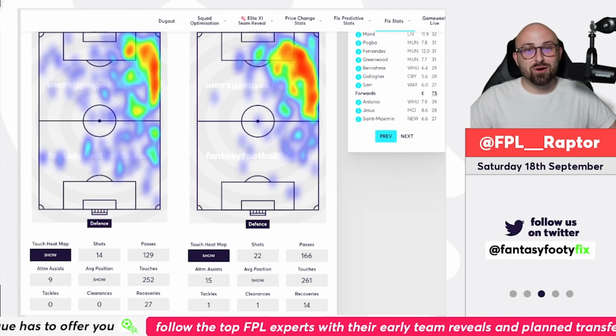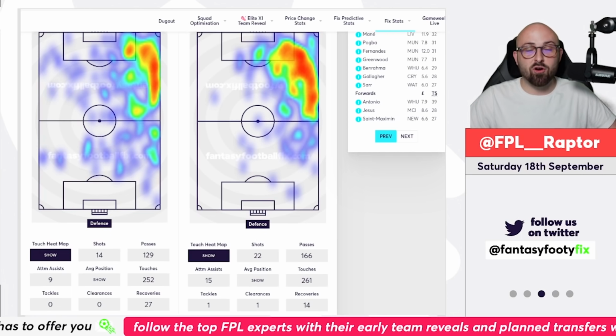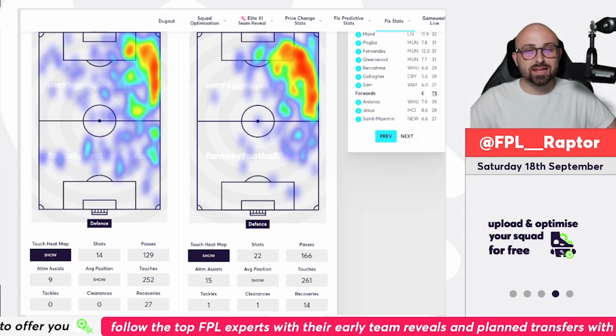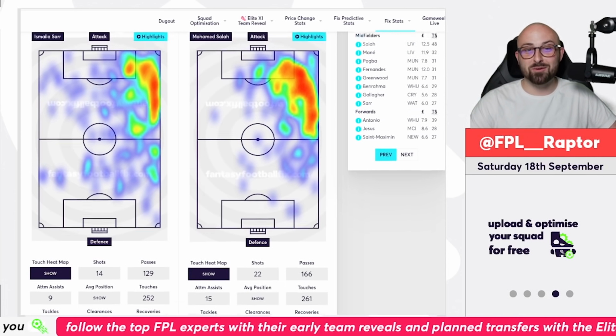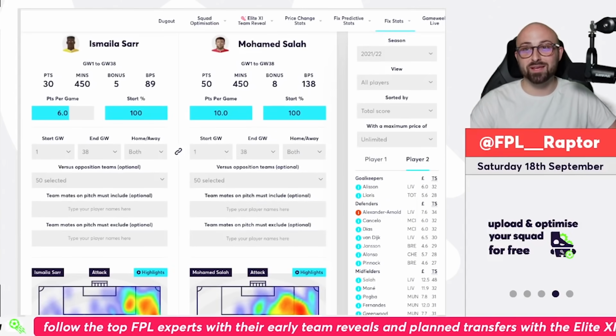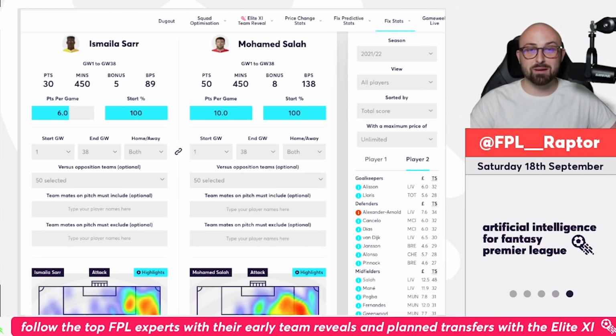And you might think both look fairly similar. Both are obviously right wingers. Both are getting into the box a lot. You would say the one on the right is slightly better, but they are very comparable. Now, the 2 players that I'm comparing here across the first 5 game weeks are Ismaila Sarr on the left and Mohamed Salah on the right.